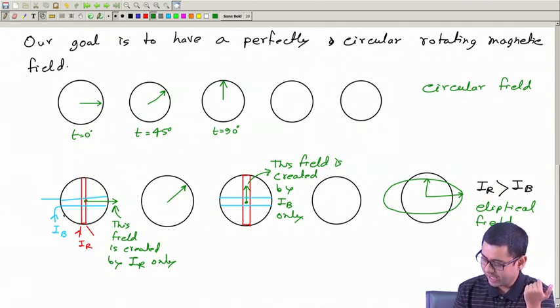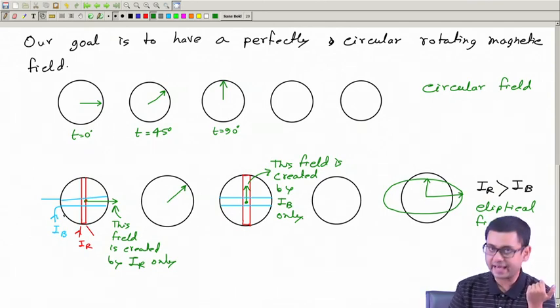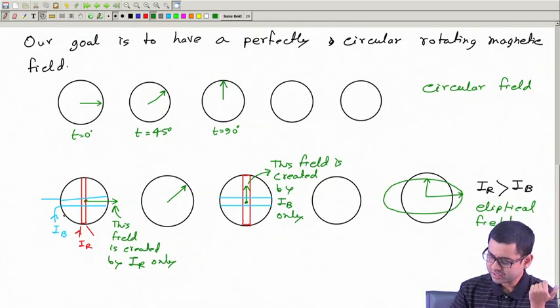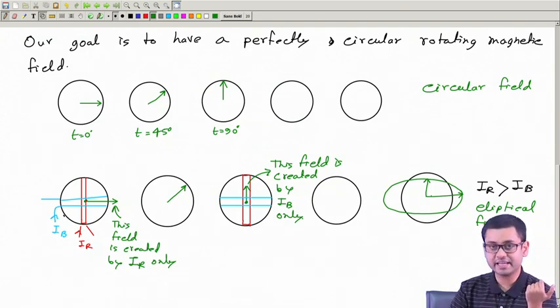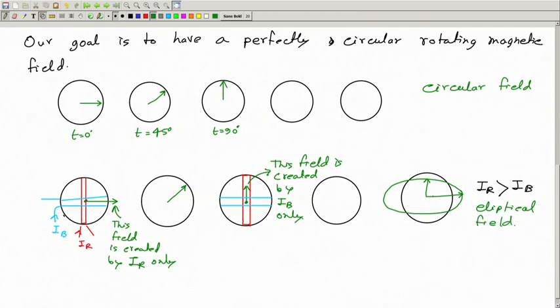Okay, and what happens if the field is like this? Then the induced EMF in the secondary will depend on the position of the secondary. If, for example, the secondary coil is, say the secondary coil is like this, or this is the third coil where we measure the EMF.